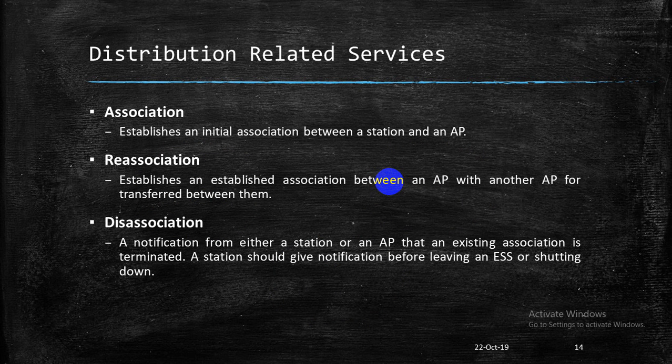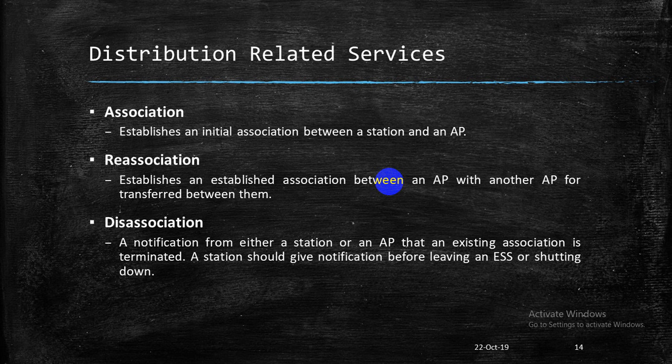Association: establish an initial association between a station and an AP. There will be a connection between the station and the access point. That means the server and the router. The relation between server and router can be defined as association. Reassociation: establish association between an AP and another AP, and transfer between them. We can define it as the connection between two routers.